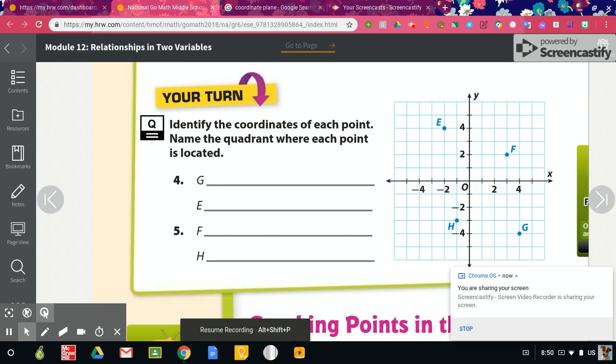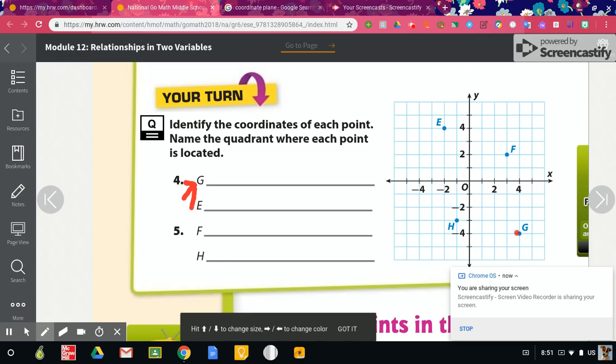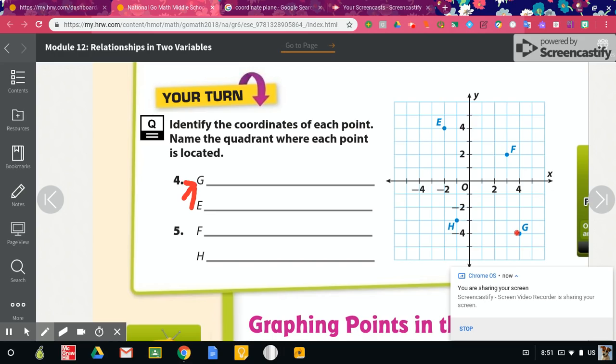Okay, so I know that this isn't actually in your notes, but I want you to go ahead and pay attention, because whenever you start onto the next activity, it's going to ask you to write down the ordered pairs of numbers, so you need to know how to do that. It says identify the coordinates of each point, name the quadrant where each point is located. So the first letter it asks about is G. So first you have to find it. It's right there. I highlighted it with red.